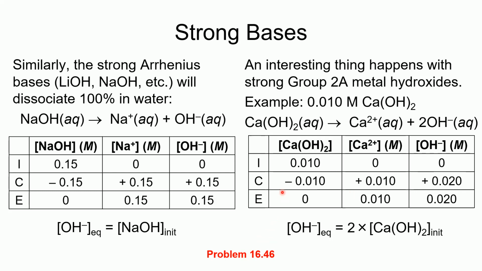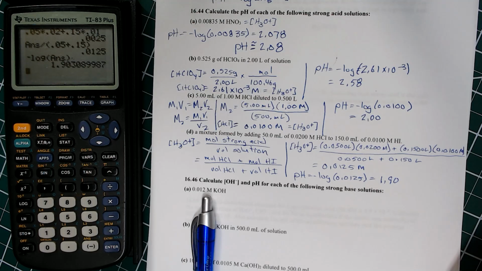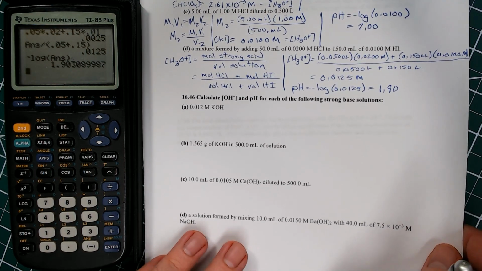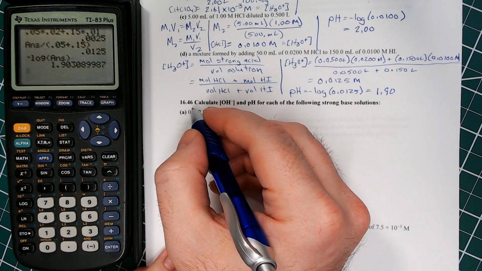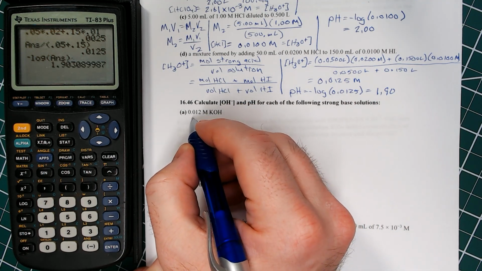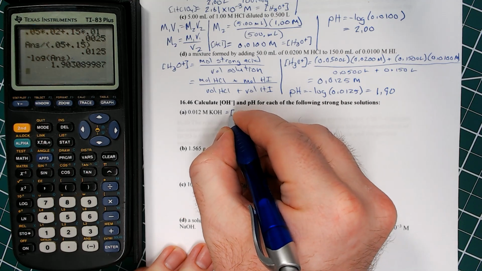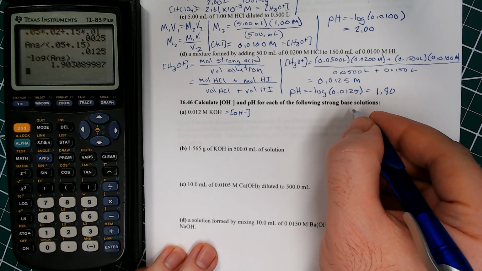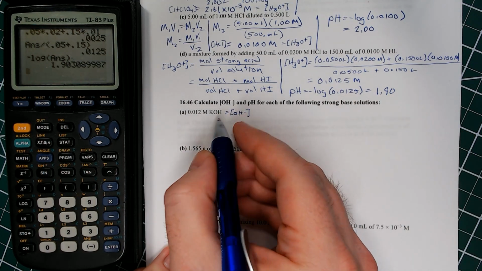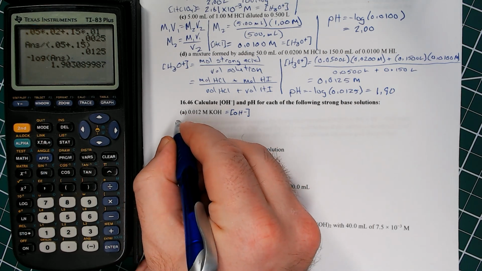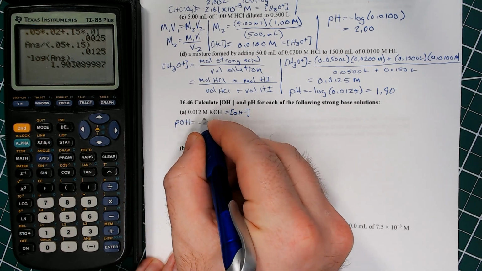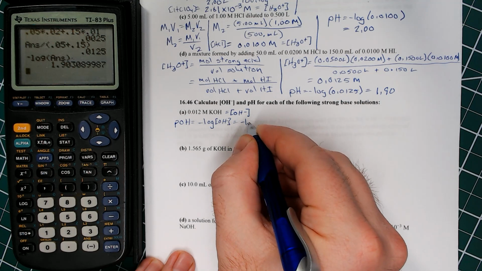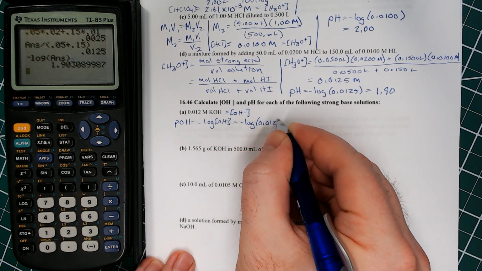So let's look at number 46. Now, there's always an extra step when we're doing these, and I'm going to warn you about something here in just a moment. So here we've got 0.012 molar potassium hydroxide. That means that is also the concentration of hydroxide. Okay, well, we can take that number and calculate the pOH. So the pOH is the negative log of hydroxide. So negative log of 0.012.